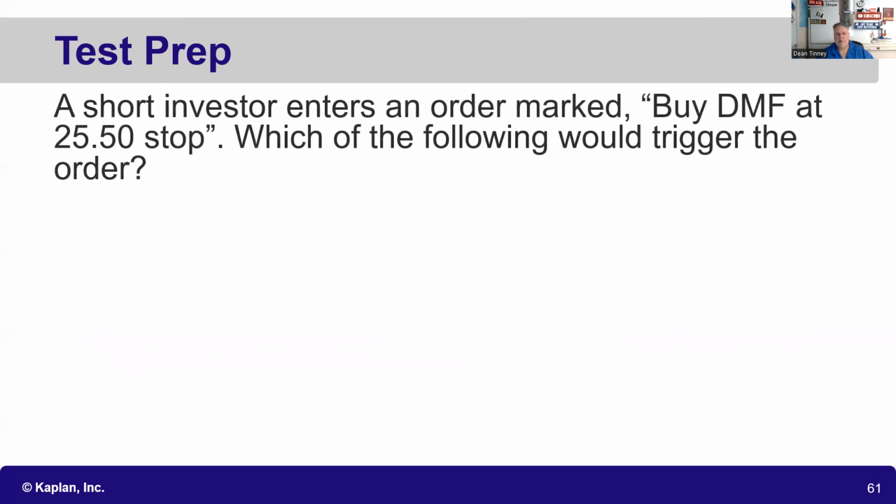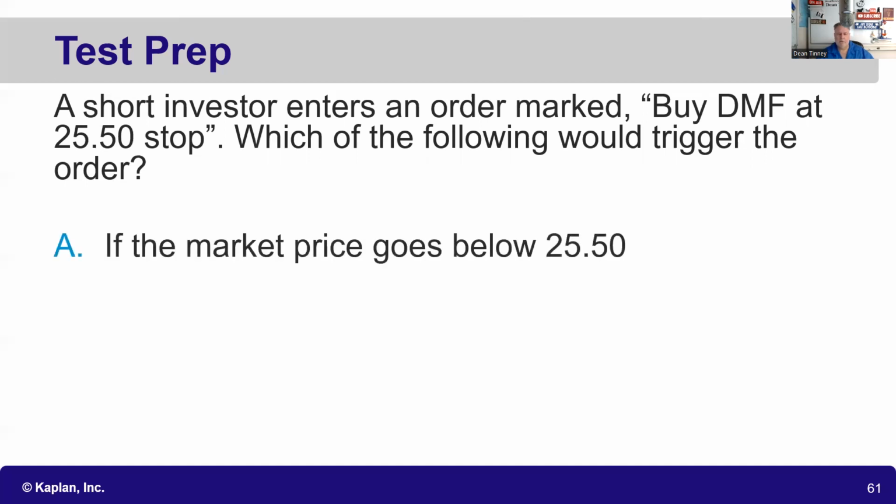An investor enters an order: buy DMF at 25.50 stop. So I'm telling my broker, if the stock trades at or through 25.50, buy the stock. So I'm done at or through. Now, Veritas will know where we place orders in relationship to the current market price. And a buy stop is going to be placed above the current market price. If the market price goes below 25.50, now remember, buy stops are placed above. So maybe I have this example, the resistance level. Maybe the resistance level is 25. And I'm looking at the chart and I put my buy stop at 25.50 to go long.